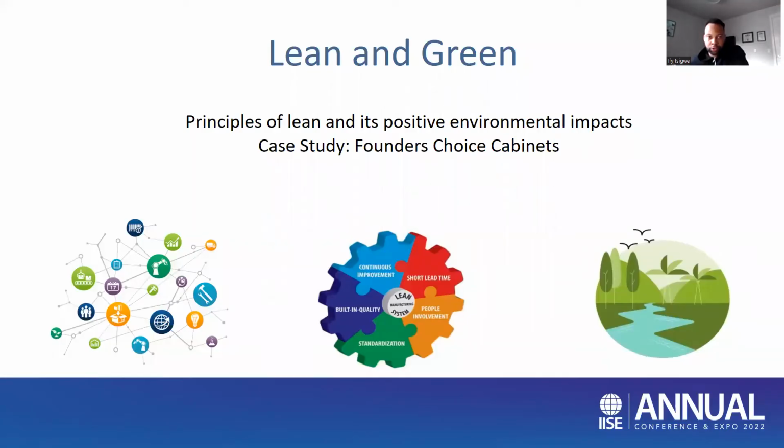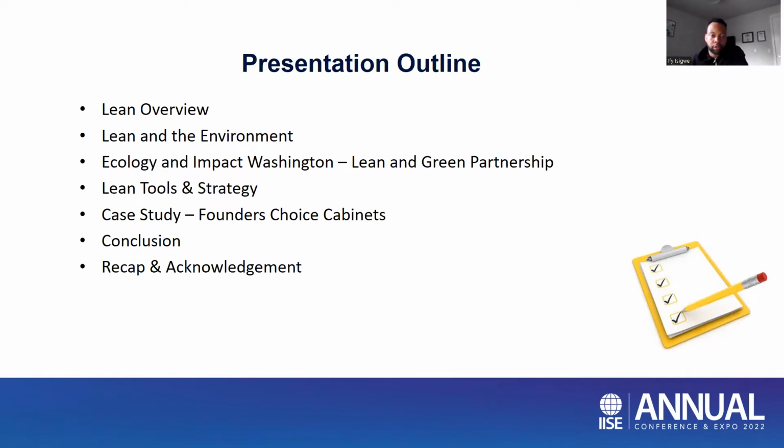Basically I'm just going to talk about the principles of lean, what it's about. Also going to talk about a case study on what we worked on, which is for a particular company called Founder's Choice Cabinets out in Washington State. We're going to talk about the overview of lean, the impacts on the environment, the partnership that we had with Ecology and Impact Washington, some of the lean tools and strategies, and then a case study that we did with Founder's Choice. And then I'm going to wrap up with some recap and conclusions.